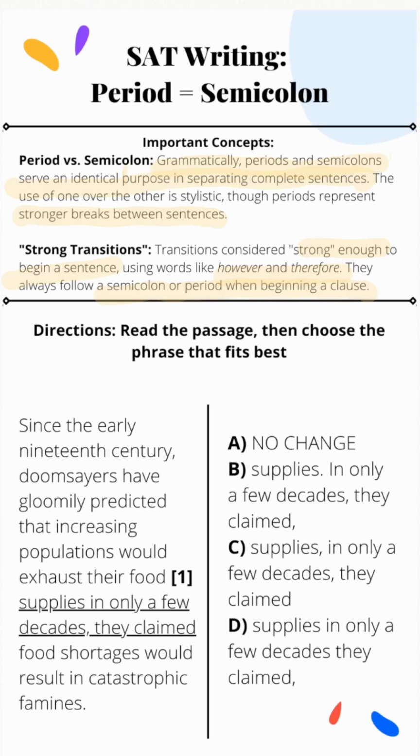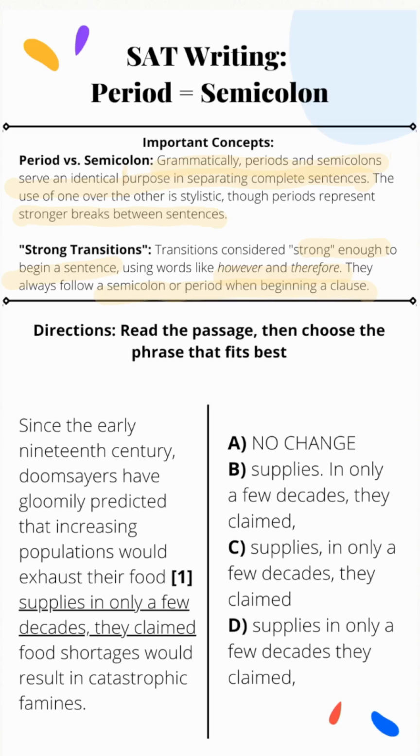Since the early 19th century, doomsayers have gloomily predicted that increasing populations would exhaust their food supplies in only a few decades. They claimed food shortages would result in catastrophic famines. Now, looking at our options here, if we keep what we have right now, they exhaust their food supplies in only a few decades, comma. They claimed food shortages would result in catastrophic famines.